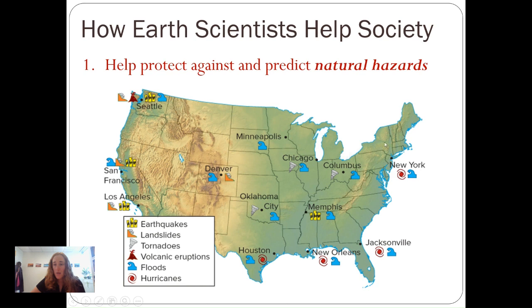If you look in different regions of the US, it's keyed by the type of hazard you'd have to worry about. So if you're in New York, you've got to worry about hurricanes and floods. Let's say you're over in Los Angeles, you have to worry about landslides and earthquakes. If you live in Seattle, then you have to worry about landslides, volcanoes, earthquakes, and floods. If you're in the center of the US, in Oklahoma City, you've got floods and tornadoes. So geologists help predict those natural hazards, but also help in terms of engineering and trying to protect against those natural hazards.